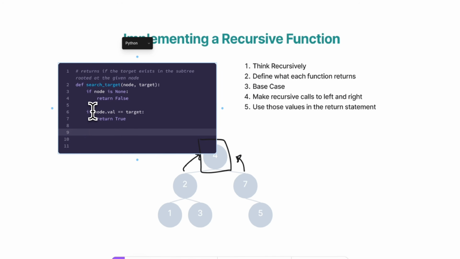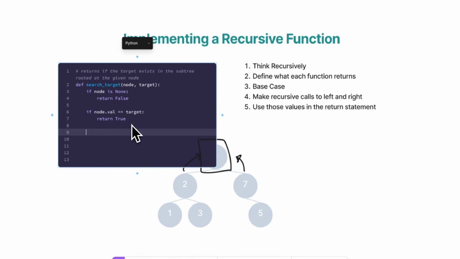And where this statement lies in relation to the recursive calls is really important, and we're going to see why in the next section. For now, I'm just going to finish writing this function. So if I know that my node doesn't equal the target, that means I need to check my left and right subtrees, so I can move on to steps 4 and 5, making the recursive calls and using them in the return statement.